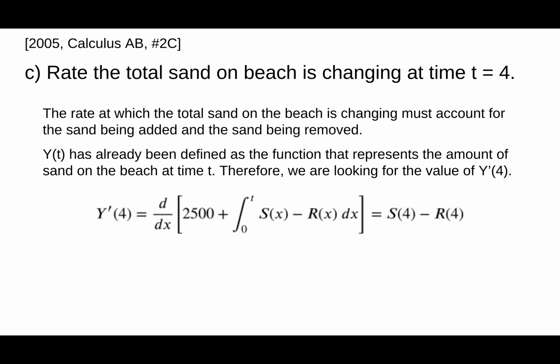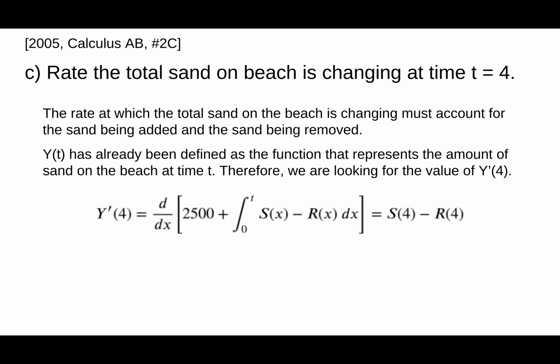Well, our y of t function was 2,500 plus the integral from 0 to t of s of x minus r of x dx. If we differentiate that, the derivative of 2,500 is 0, and by the fundamental theorem of calculus, the derivative of the integral from 0 to t of s of x minus r of x dx is just s of t minus r of t. And since we're interested in time t equal 4, we need to determine what s of 4 minus r of 4 will be.